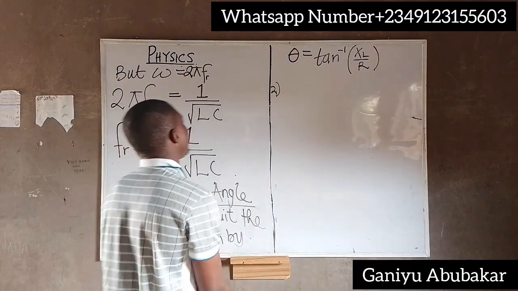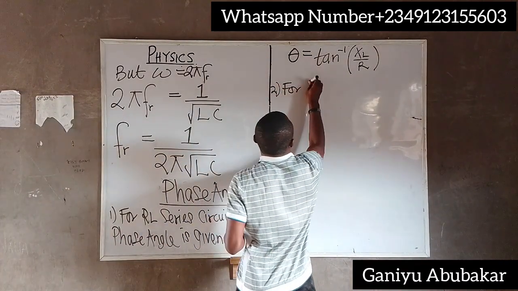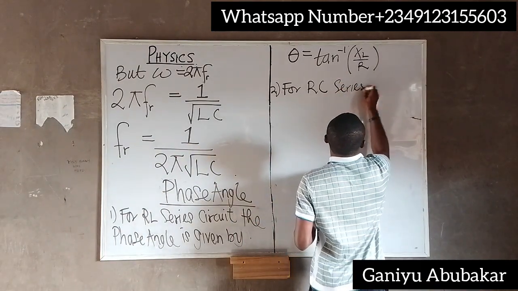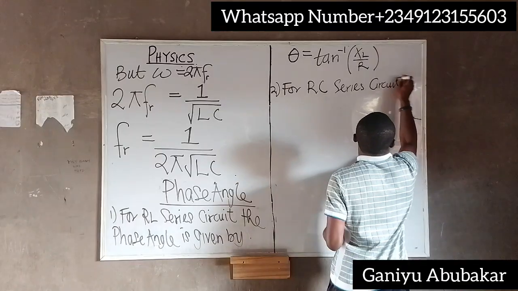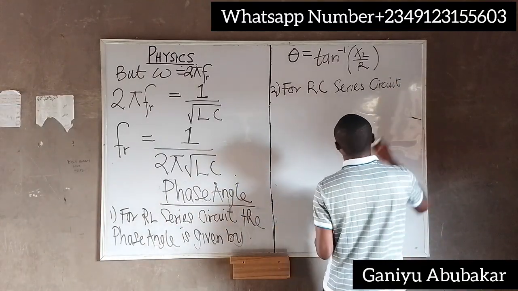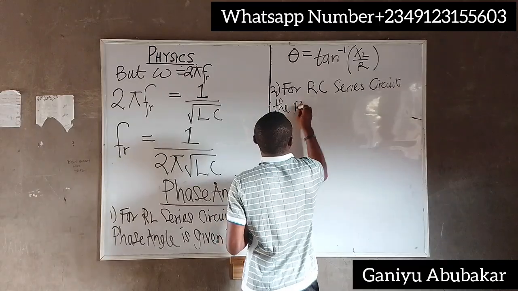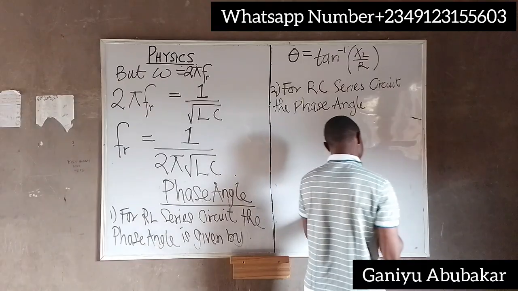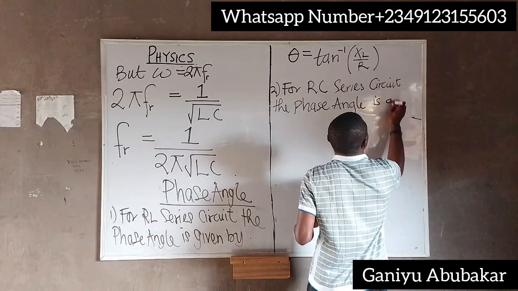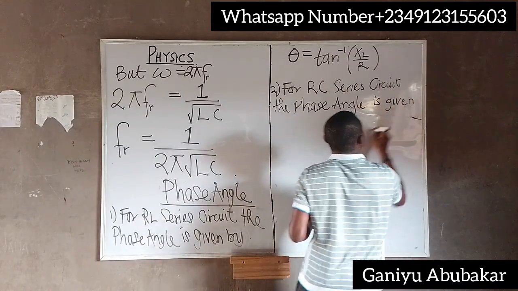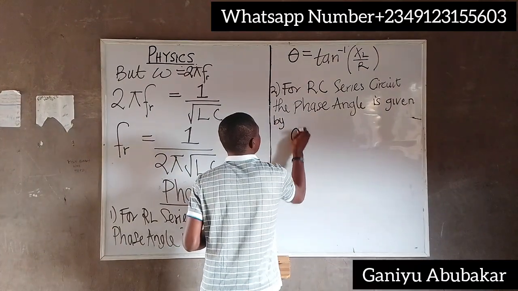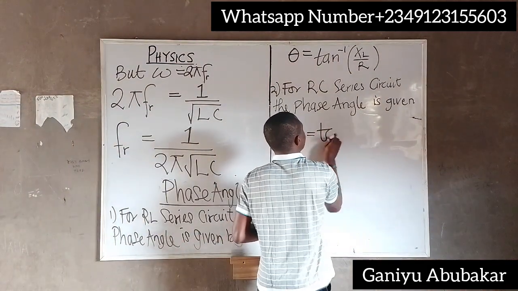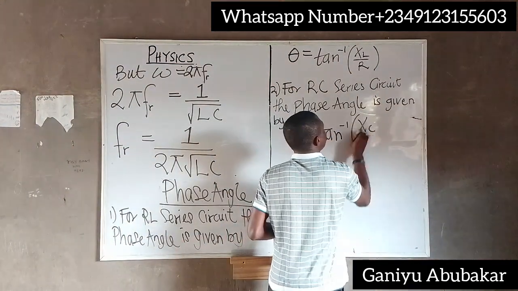Number 2. For RC, resistor capacitor series circuit, the phase angle here is given by theta equal to tan inverse of XC over R.